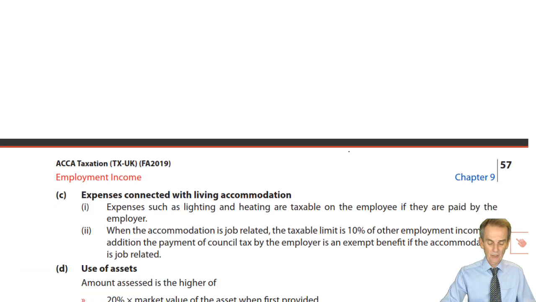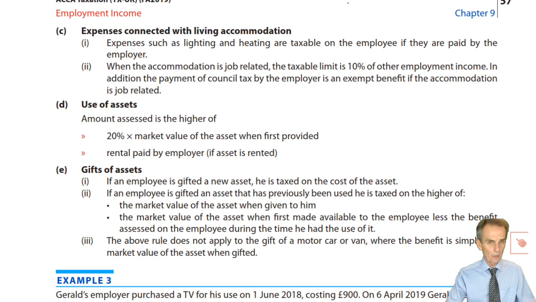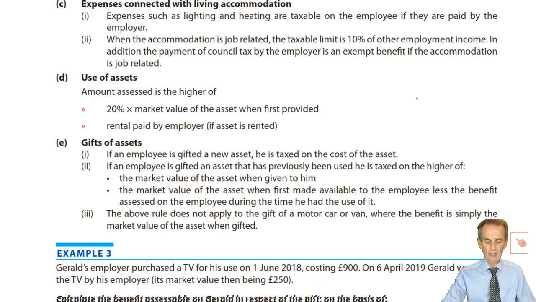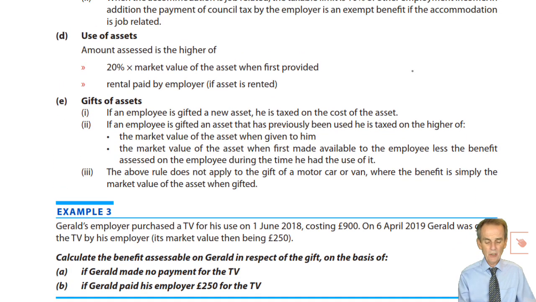That then takes us through to, again, other expenses, as we mentioned a moment ago, connected with living accommodation, and then the use of other assets. Now, the use of assets there is other than those that have a specific rule that deals with them. As you've just seen, and as you're about to see in detail, living accommodation has its own specific rules.